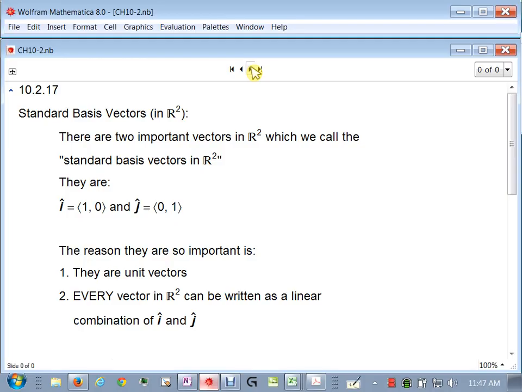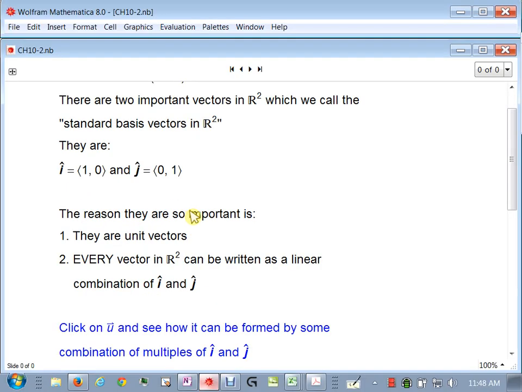Okay, now we get to what are called the standard basis vectors. Standard basis vectors in two-dimensional space. Anybody here taken linear algebra yet? Okay. You talked about basis vectors. So we have what is called the standard basis vectors in R2. There are two important vectors in two-dimensional space, which we call the standard basis vectors in R2. They have special little symbols here. We say i hat and j hat. They are the vector 1, 0 and the vector 0, 1.